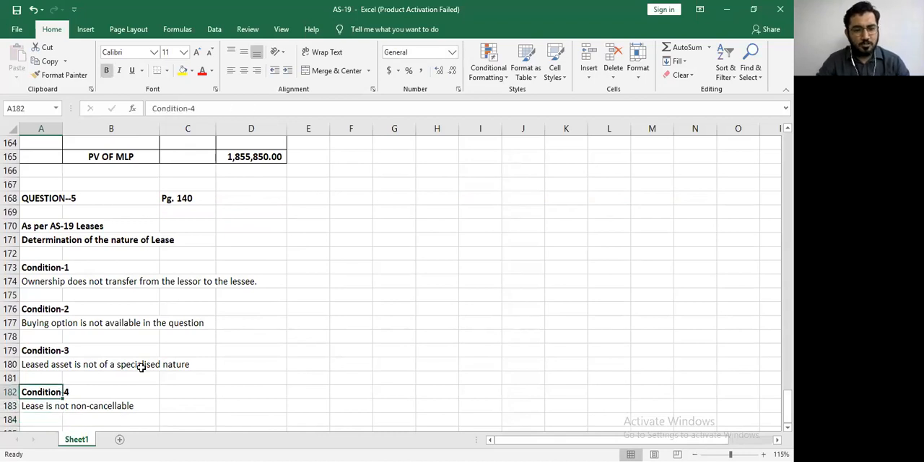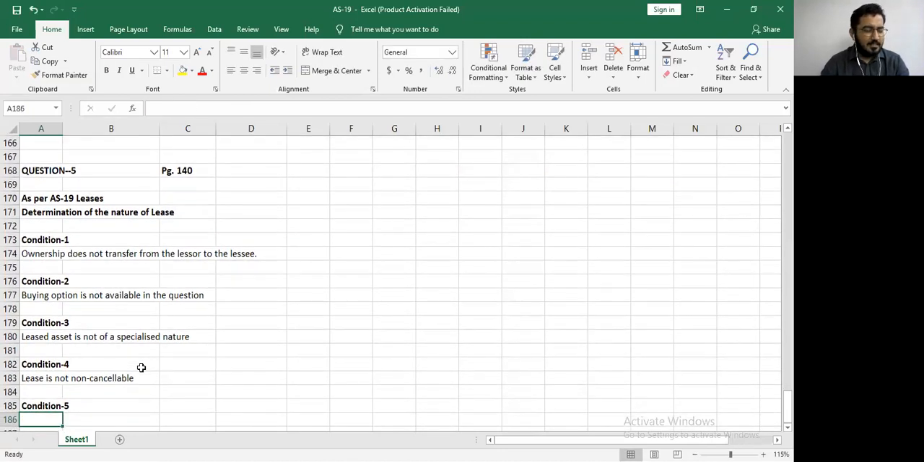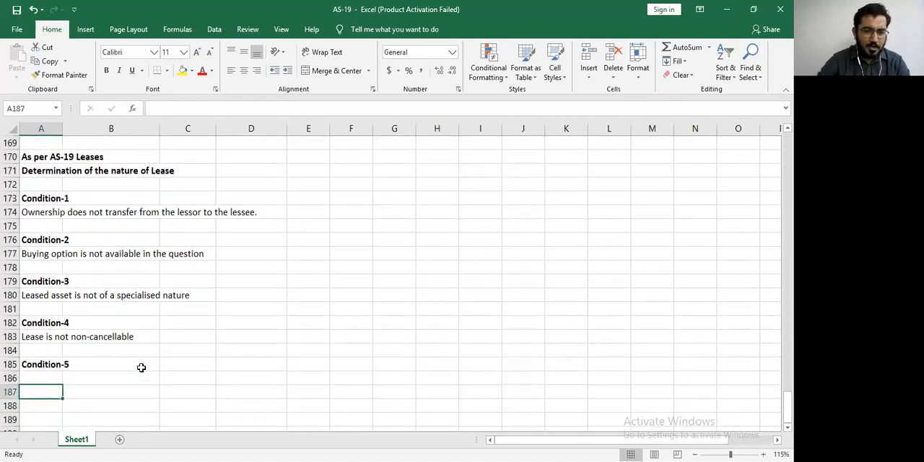Lease is also not non-cancelable. Okay, condition number 5. It says lease tenure covers major part of the useful life of the asset. Let's put that. Lease tenure. What is the lease tenure in the question? Everyone on your chat box. 3 years. Lease tenure in the question. Okay, very good. 3 years.